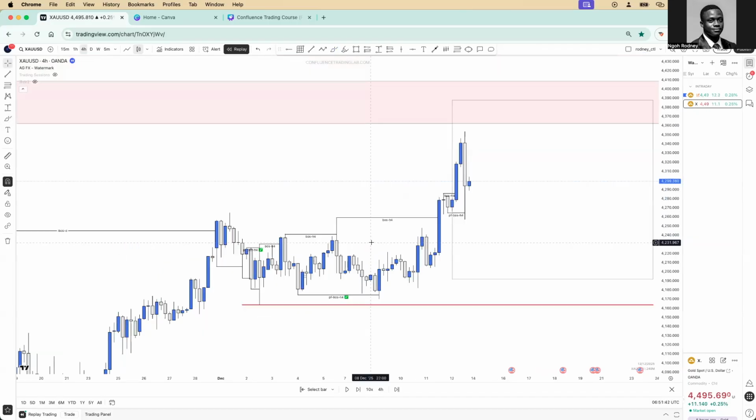In most cases, we should always start our analysis on the daily before we move to H4. And then we go lower to H1. What about M15? M15, yes. I've not even shown you the whole M15, but there are entry models based on M15.